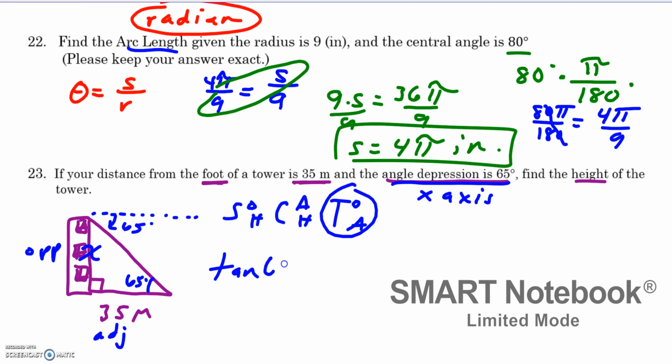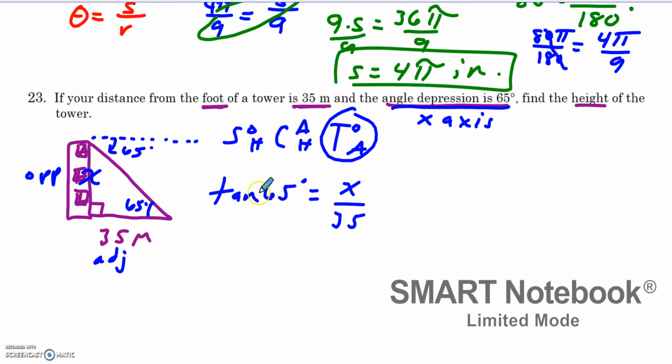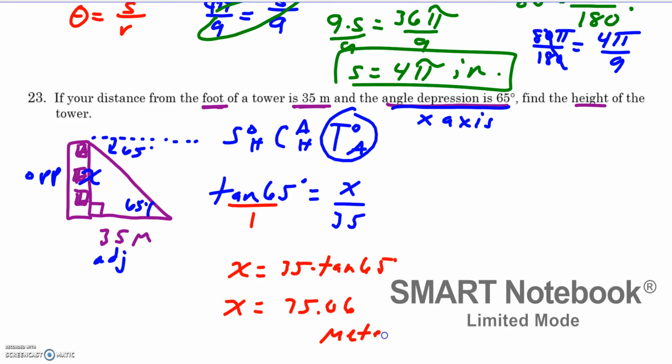So tangent of my angle in degrees equals opposite x over adjacent 35. Now make sure your calculator is in degrees, because that's what it's given to originally. If you would like to solve this, think of it as cross multiplication. 1 times x is equal to 35 times the tangent of 65 degrees. So if you plug this into your calculator, make sure your calculator again is in degrees. Your answer would be 75.06 meters.